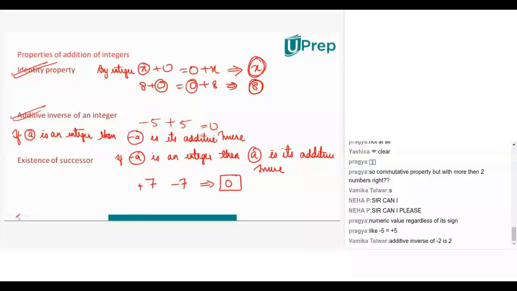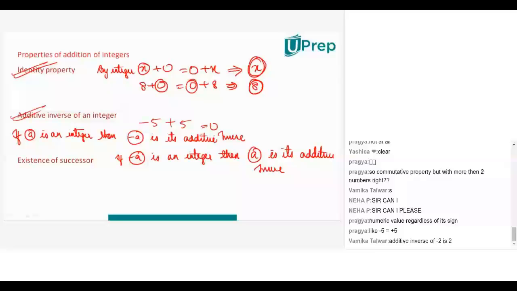Existence of a successor. Now what does a successor mean, guys? Firstly, Vamika, what does a successor mean? Vamika wanted to answer last time. She wasn't able to put it in the form of words. Let her give an answer. I will come back to you for the next question. Yes, Yashika, go ahead. The successor is the integer next to the integer. So what would be the successor of 17, Yashika? 18. Perfect. That's what you were trying to tell us.